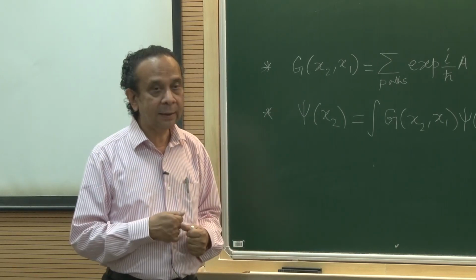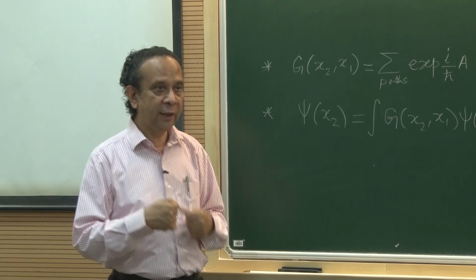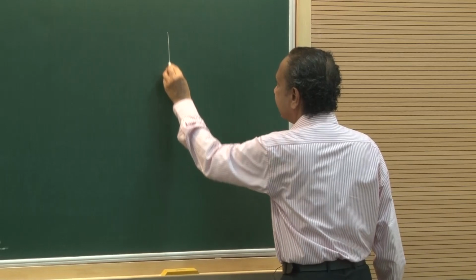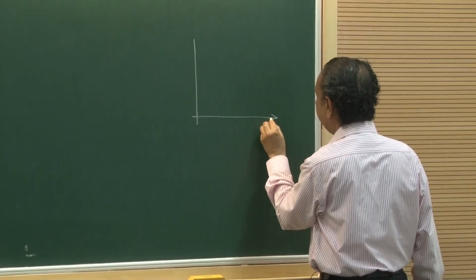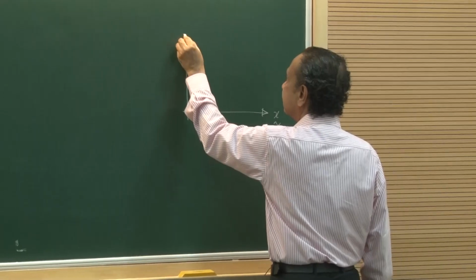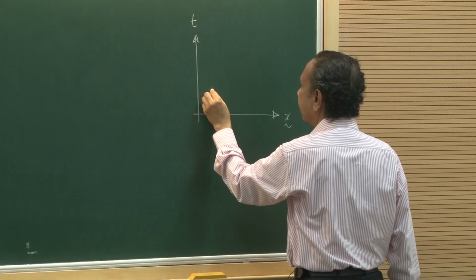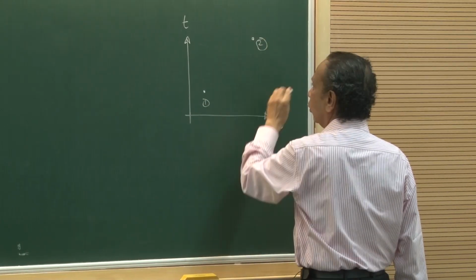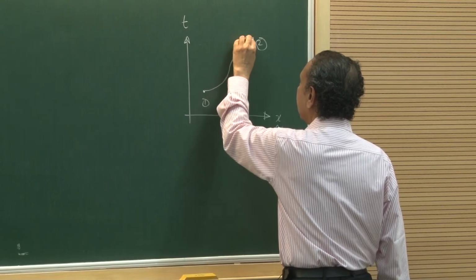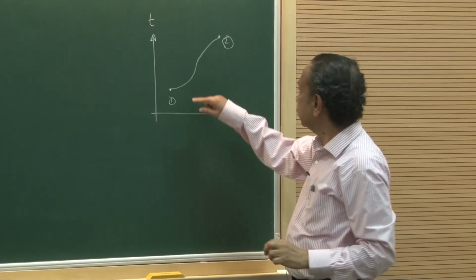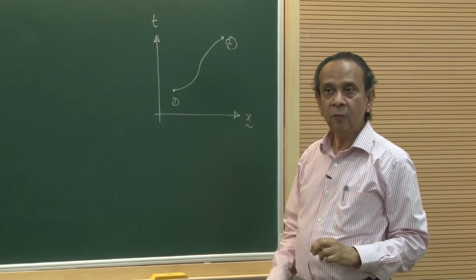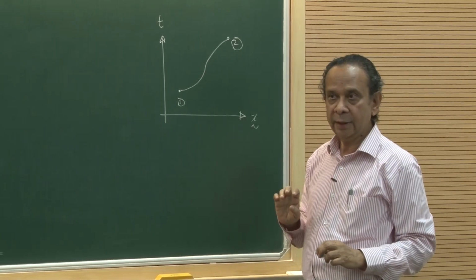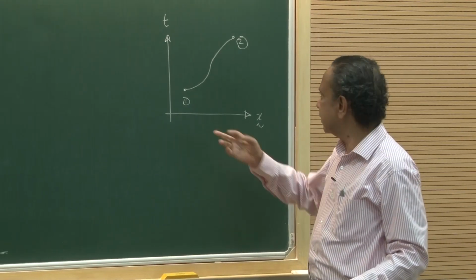If I have a free particle and it is going from one place to another, what should this A depend on? What we are talking about is again a space time diagram. This is space and this is time, and there is one event here and another event here, and there is some path going from here to here. In this path we want to find a number, capital A, associated with this path, and that number is called action, and that action is defined for every path.